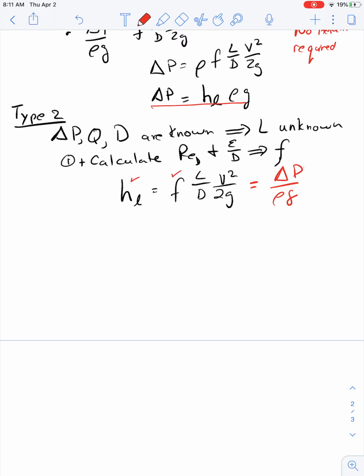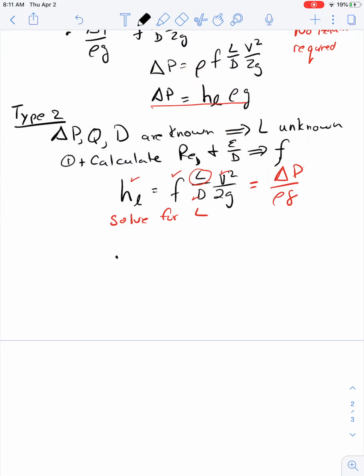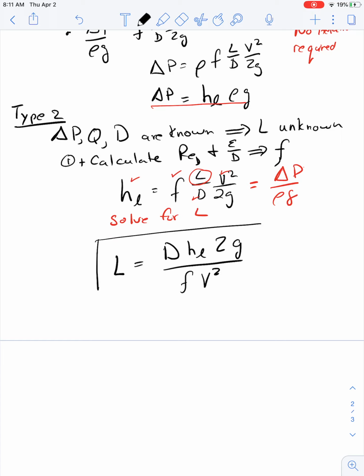So we've just calculated the friction factor. We know the head loss or the pressure, we know the diameter, and we know the average velocity in the pipe. So we can go ahead and solve for L. In that case, we end up with L being equal to the diameter times our head loss, again our major head loss in the pipe, times 2g over f V squared. Okay, so this is how we get our length.